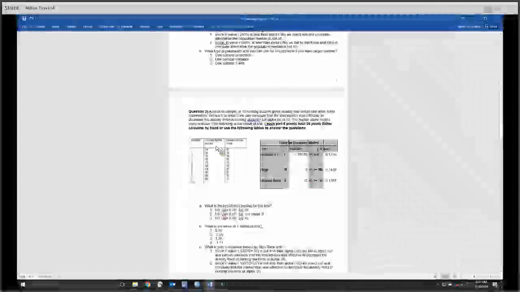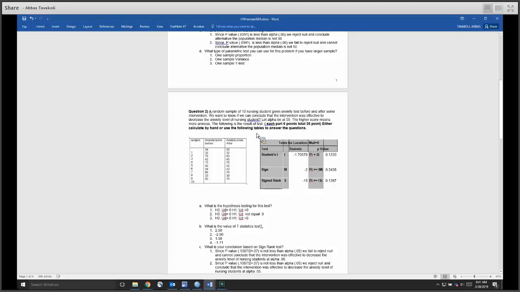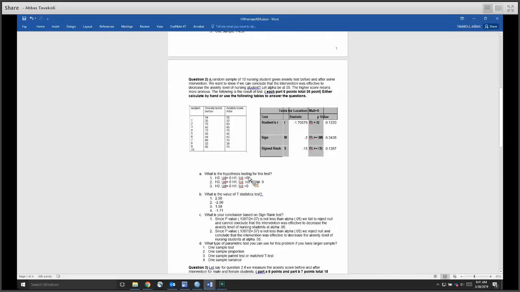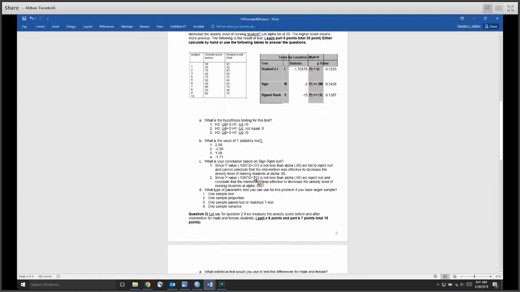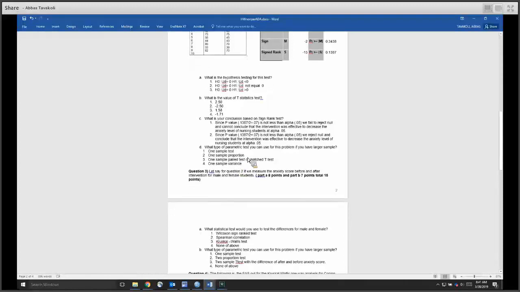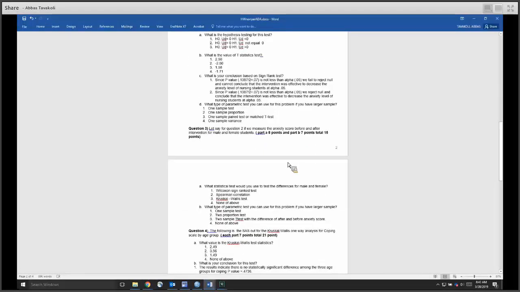The second problem, the same students, we now have pre and post anxiety scores. We're introducing an intervention to see if the anxiety score decreased. So again, for the first part, you want to set up your hypothesis. Again, look at the keyword. If it's directional, it should be one-sided. And then report the test statistic, and then draw your conclusion. And again, say what type of parametric test you would use that is comparable to this non-parametric test.